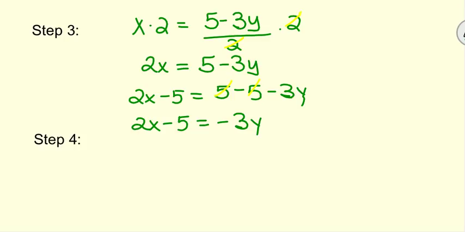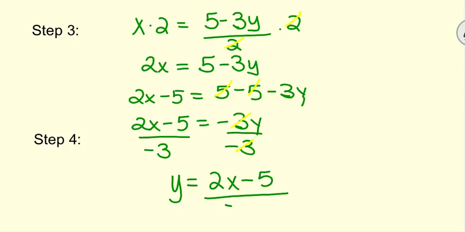Next step to solving for y, we want to divide both sides by negative 3 to undo the multiplier of negative 3. So the negative 3 and the 3 cancel out, and we're left with y equaling 2x minus 5 over negative 3. All right.